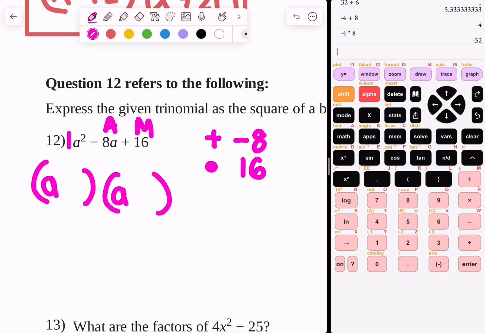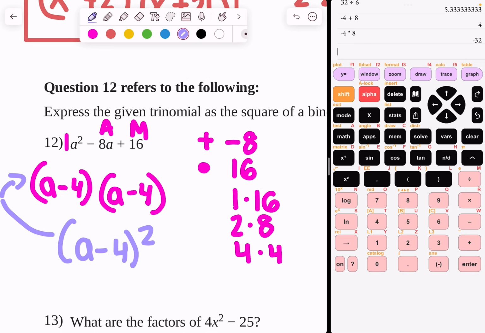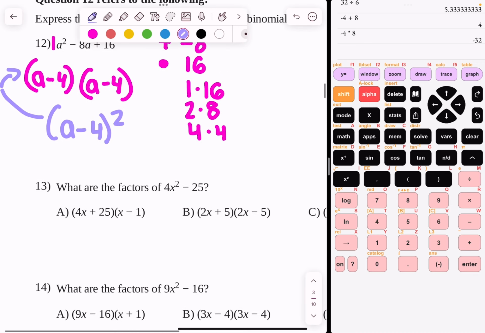A and A. So what adds to negative 8 and multiplies to 16? Well, multiplying to 16 could be 1 and 16, 2 and 8, or 4 and 4. Hey, that works. But the only way I'm going to get a negative 8 is by having a negative 4 and a negative 4. As you should be able to see, both of these are the same exact parentheses. So you could end up just writing it as a minus 4, and since there's two of them, squared. And this means the same thing as this. Perfect.